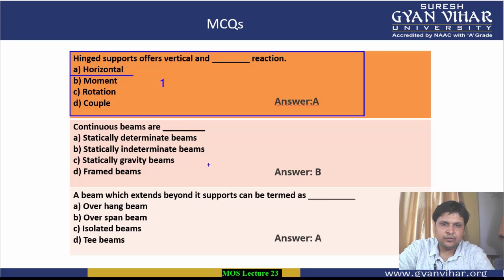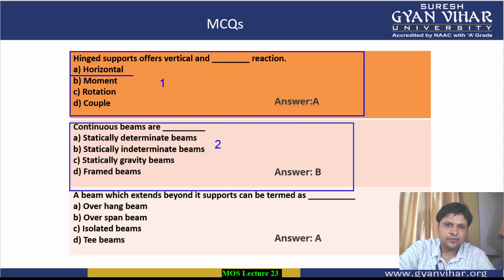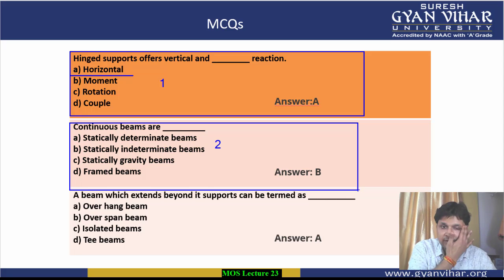Coming to MCQ number 2. What is the question saying to you? Continuous beams, we all know that we can't calculate the support reactions in case of continuous beams. Therefore, they are known as statically indeterminate beams, because their support reactions can't be calculated. So continuous beams are basically statically indeterminate beams, which means option B is the correct option.